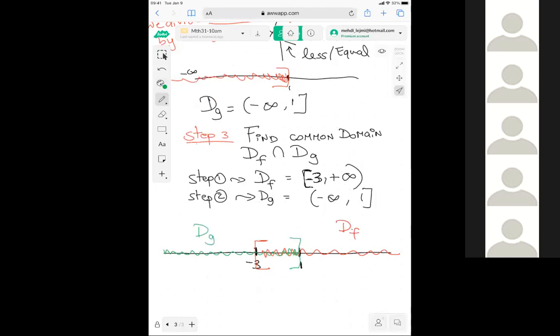So that's the green domain. So what would be the intersection in this case? What would be the common domain to the domain of F and the domain of G? The interval which is at the same time green and red is the one from negative three to positive one. This interval is common to the domain of G and the domain of F. That will be the common domain, the intersection domain, green and red at the same time.